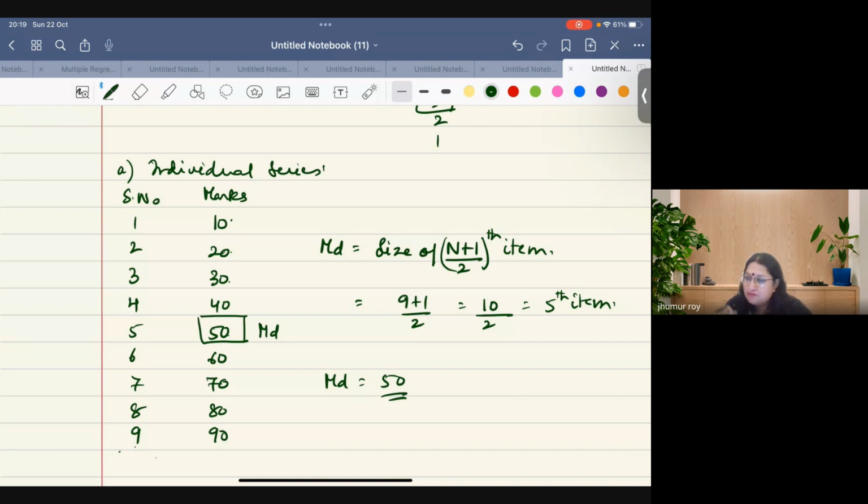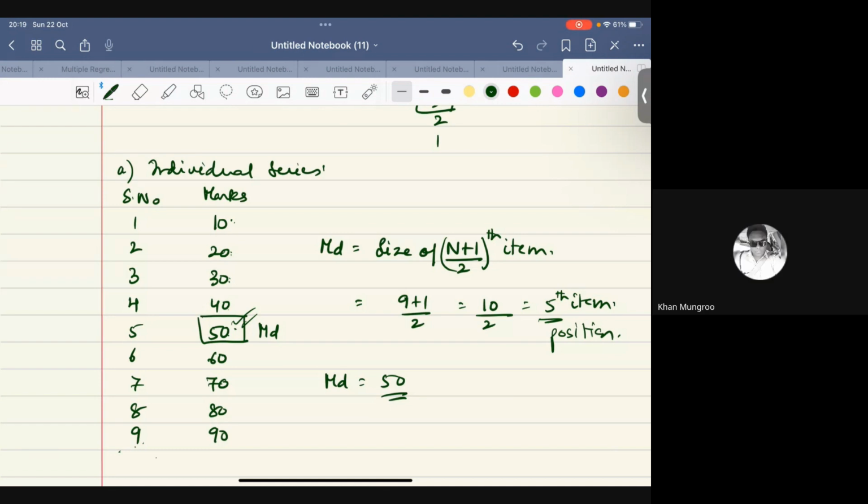Is it clear? What we have taken very simply is, how many values do we have? From the serial number, we can see we have 9 values. So we take 9 plus 1 by 2. That is the position. This 5th item means position. Which marks are on the 5th position? First, second, third, fourth, fifth. The 5th position is 50 marks. So the median marks are 50. Is everybody clear on this?